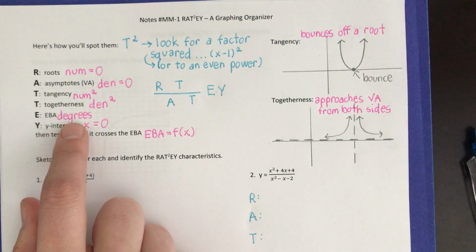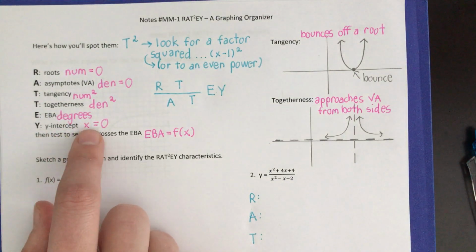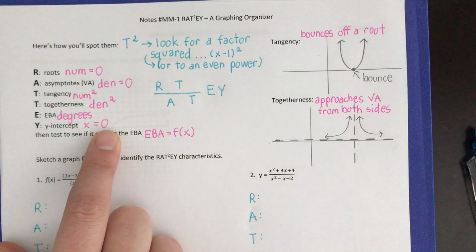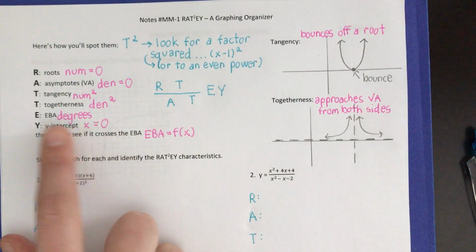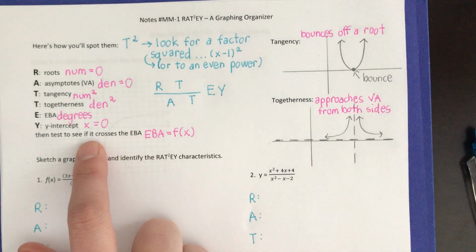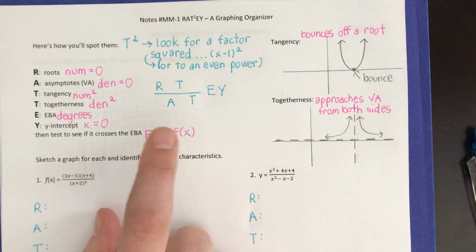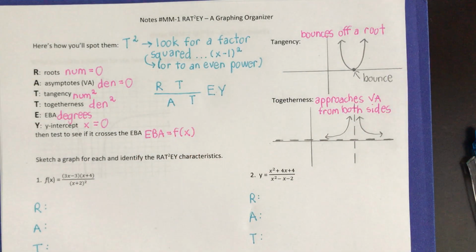In behavior asymptotes, remember you're going to look at your degrees for those horizontal or oblique asymptotes. Y-intercept is when you set x equal to 0. And then, of course, not in the RADY, you'll want to test to see if the graph crosses the end behavior asymptote. So remember, you set that end behavior asymptote equal to f of x.